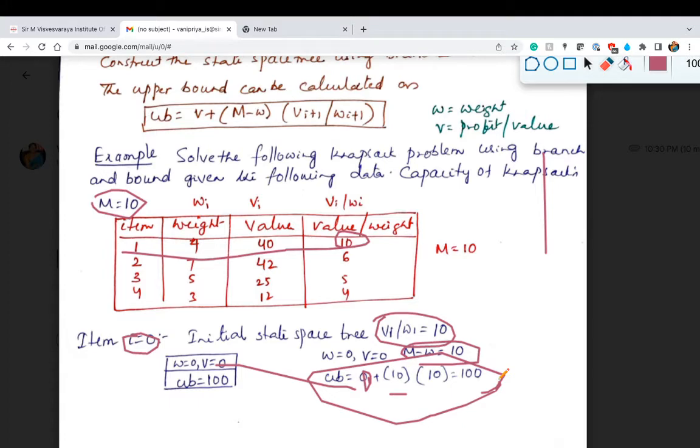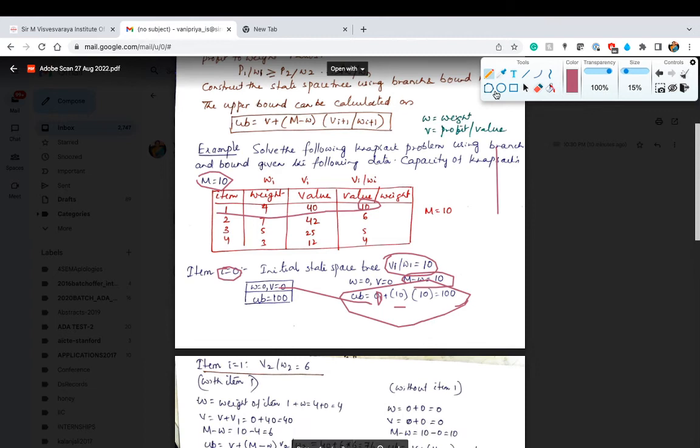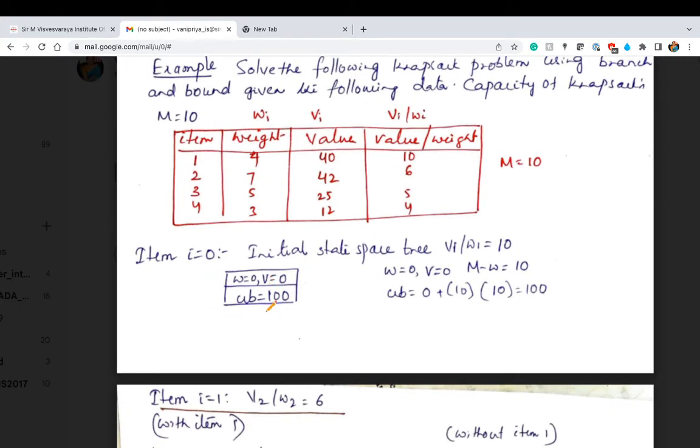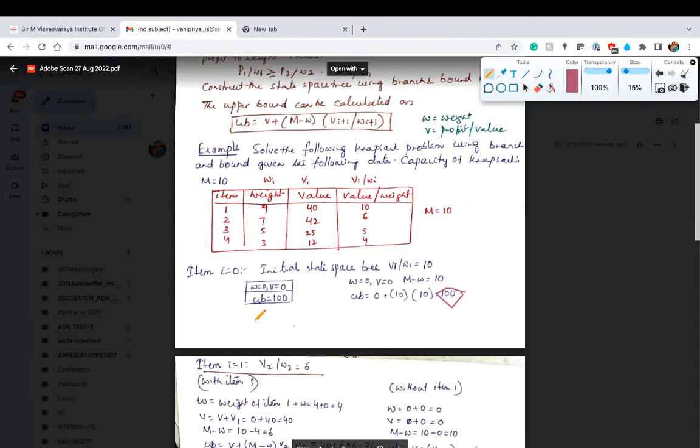That is, we have arrived at the root. So when we write this, we have to make the root node. How do we make the root node? As I told you, the node will be divided into two parts. In the upper part we will write W is equal to 0 and V is equal to 0 because we haven't selected any item, and whatever upper bound we got by substituting the formula, we write that, right?